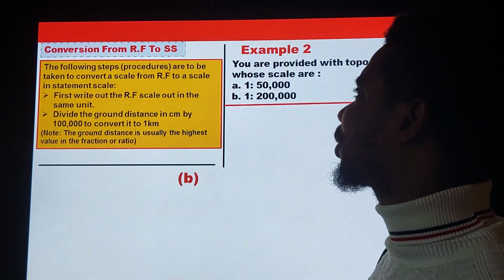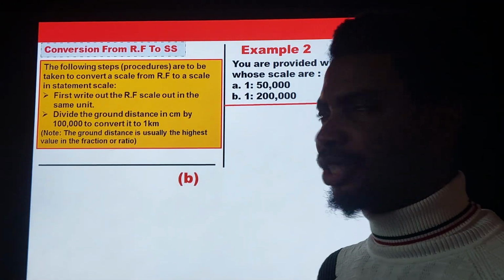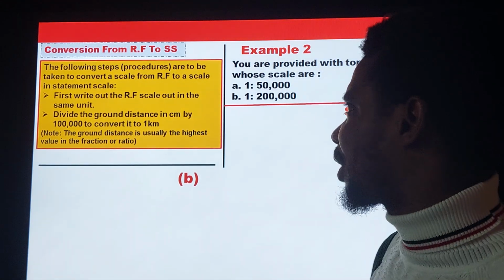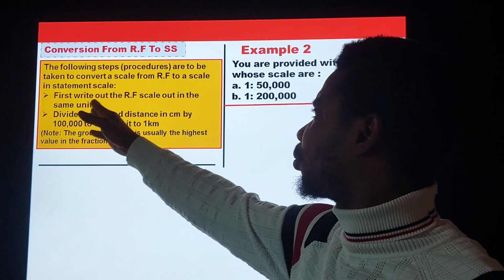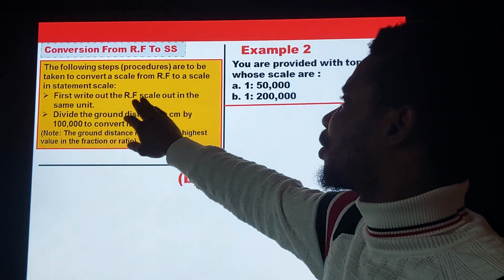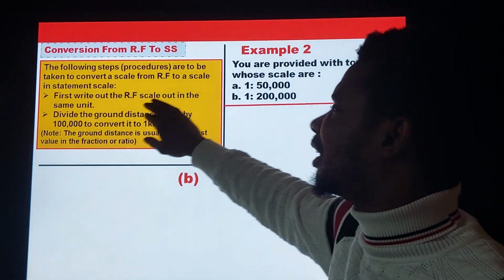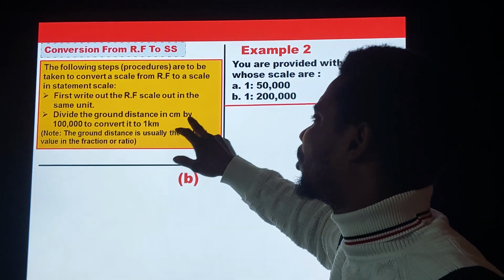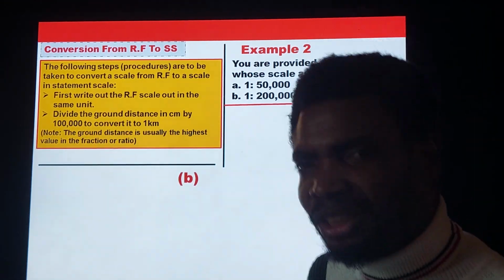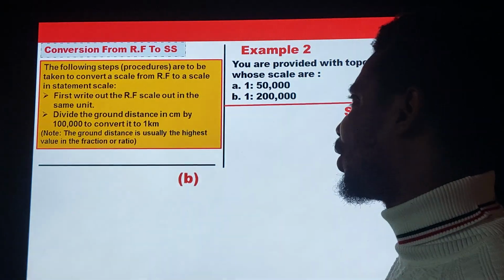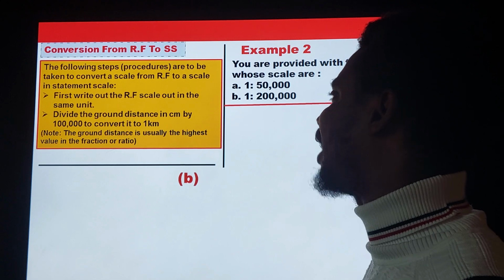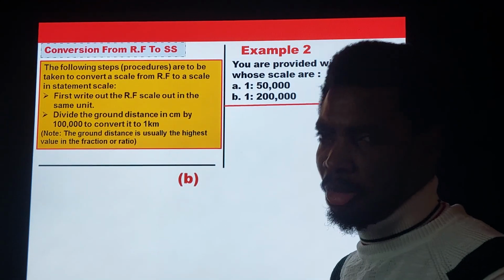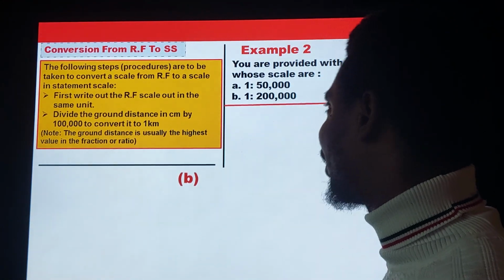Alright, conversion from representative fraction to statement scale. How do you do that? The first thing to do is to write out the representative fraction scale, write it out in the same unit. Then divide the ground distance in centimeter by 100,000 to convert it to kilometer. Note that the ground distance is usually the highest value in the ratio, in the fraction. So by the time I do this example you will understand.